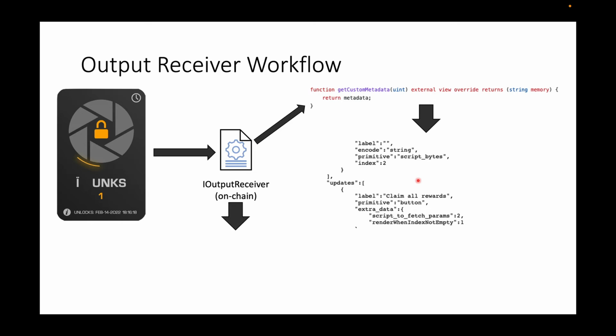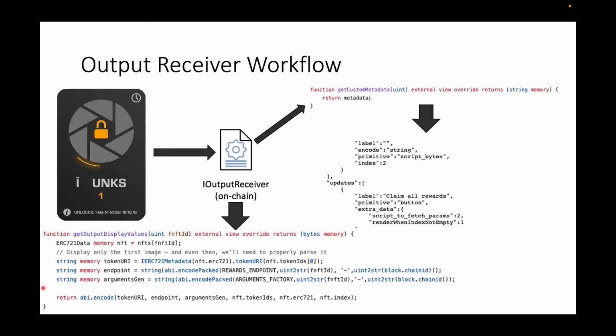The second call it makes is to the get output display values call, and that returns a bytes array. Bytes in this case being just hex code. So it's okay if you don't know what that is. Basically, it's a very low level way of a computer to communicate with itself or with other computers. It's universal. And it can be as large as we want it to, which means an arbitrary amount of data. In this case, we're returning the token URI for the stored NFT.